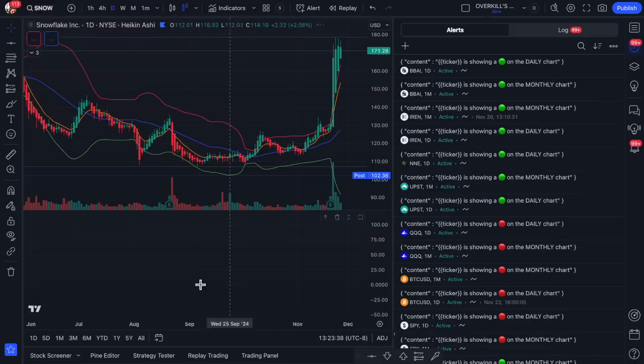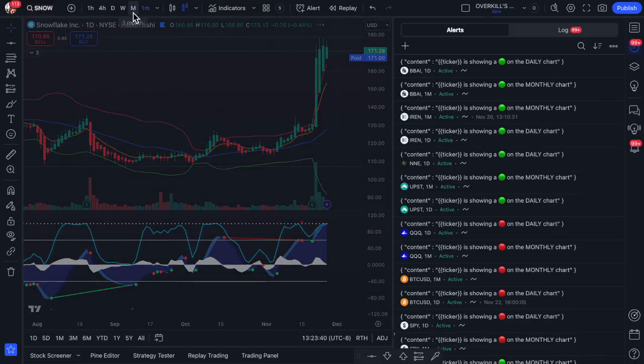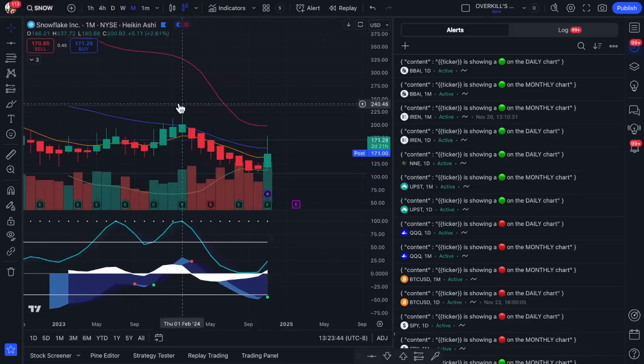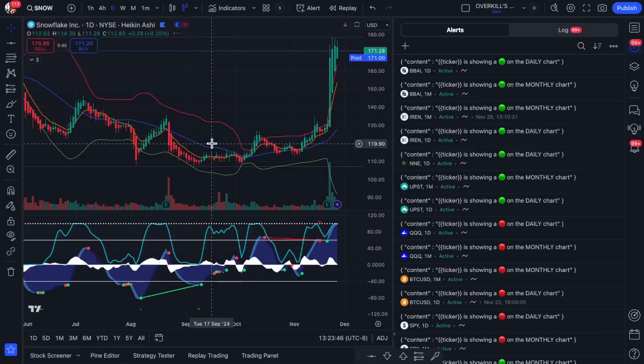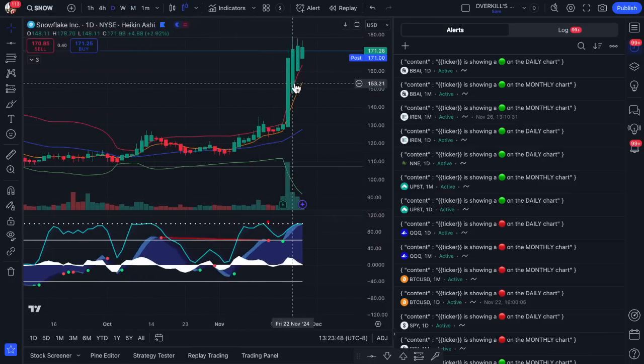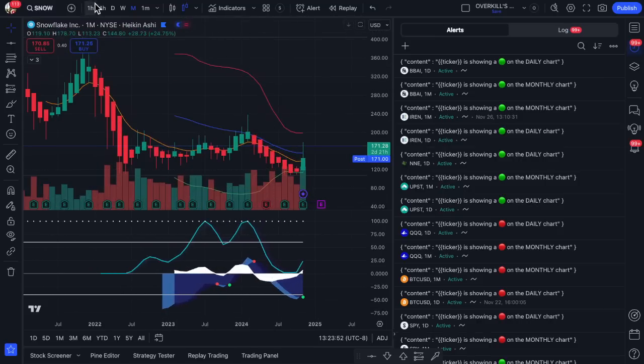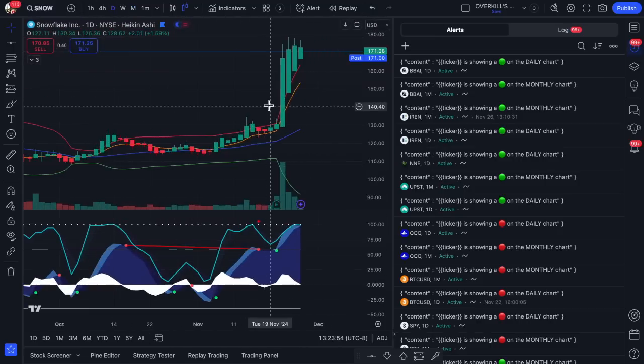SNOW. Monthly chart is green. Beautiful. This one we got the signal from, but again, where are we? We're very overbought. So we got the signal on the monthly. Now what do we need to wait on? We need to wait on the daily to pull back, now that we got the signal for the monthly.